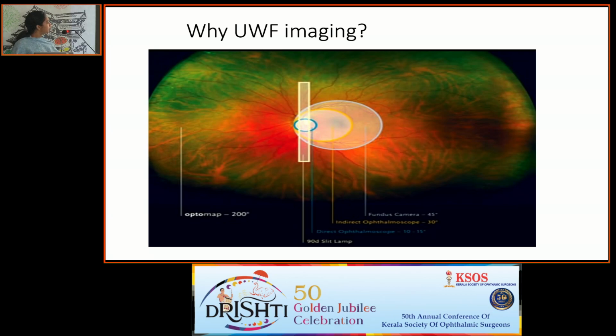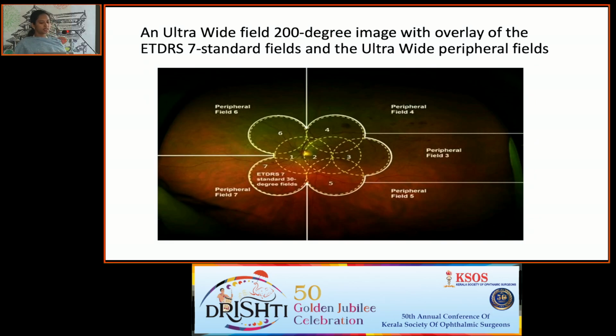This is a field taken from the conventional fundus picture, which involves a 50 to 55 degree field, but ultra-wide field takes about 200 degrees. More than 50 degrees is called wide field and more than 100 is called ultra-wide field. This is an ultra-wide field 200 degree image with an overlay of the ETDRS 7 standard field. Outside the ETDRS 7 standard field is the peripheral field, from 4 to 6, involving five fields.